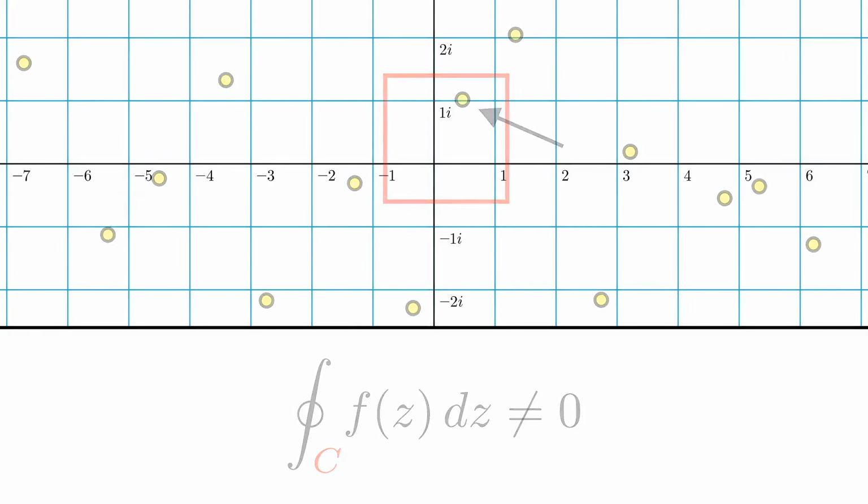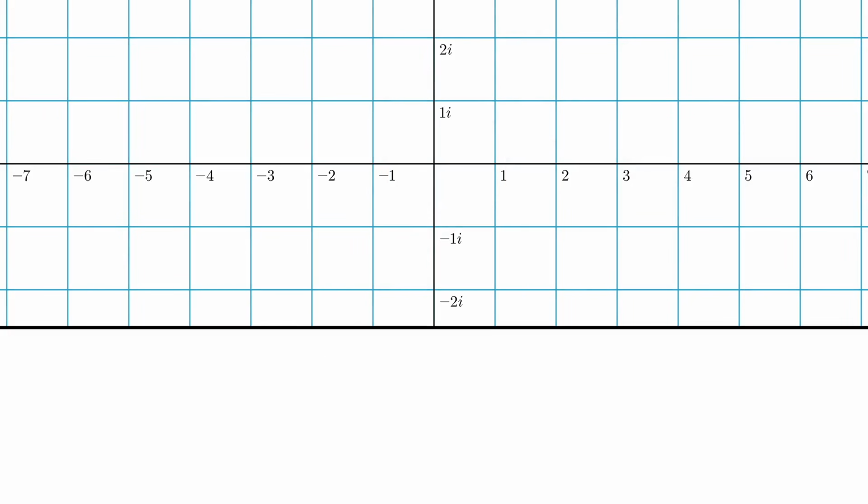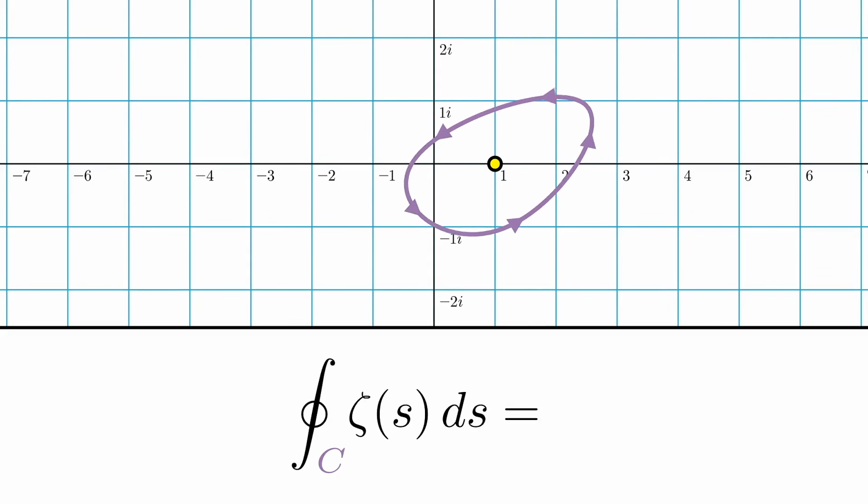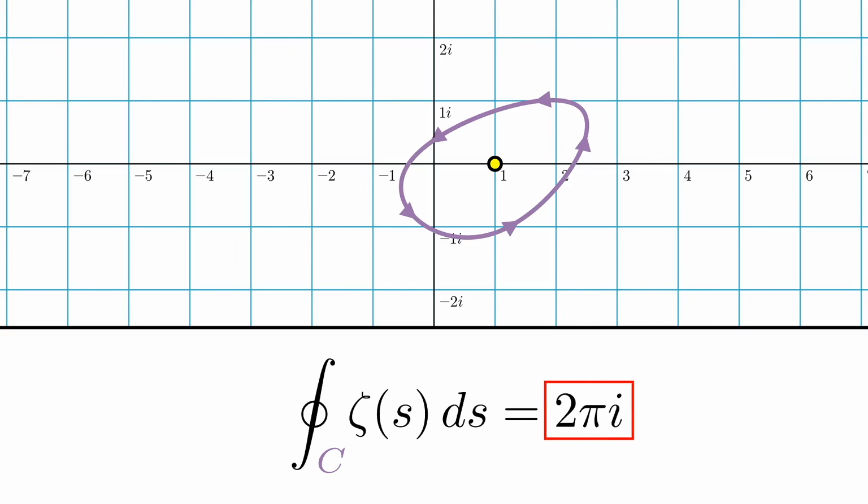What does all of this mean for the zeta function? Well, recall the zeta function has only one singularity, and that singularity is here at s equals 1. Thus, if we integrate zeta of s around any loop, then the integral will be 0, unless that loop happens to enclose the point s equals 1. By some coincidence, it happens that whenever the loop does enclose the point s equals 1, the integral will take the value exactly 2 pi i, just like the function 1 over z we studied earlier.